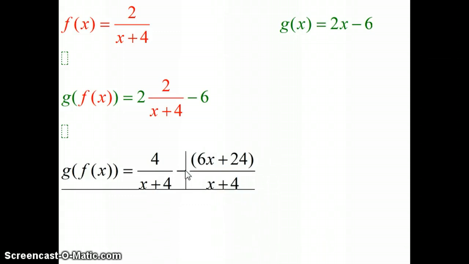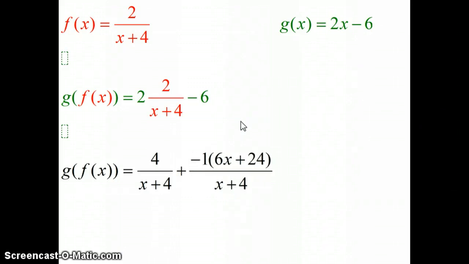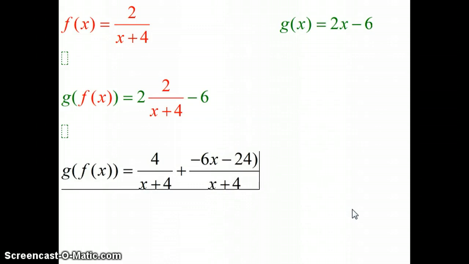And now I can bring the negative up. It's the same thing as multiplying by -1 right there. -1. And changing this to a positive. And so I can distribute the negative across both terms there. This will give me -6x minus 24 on top. And now I can combine my terms together.